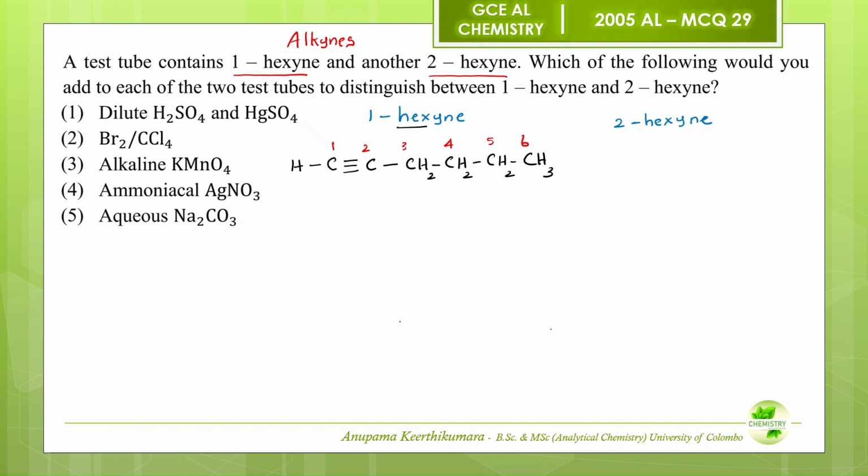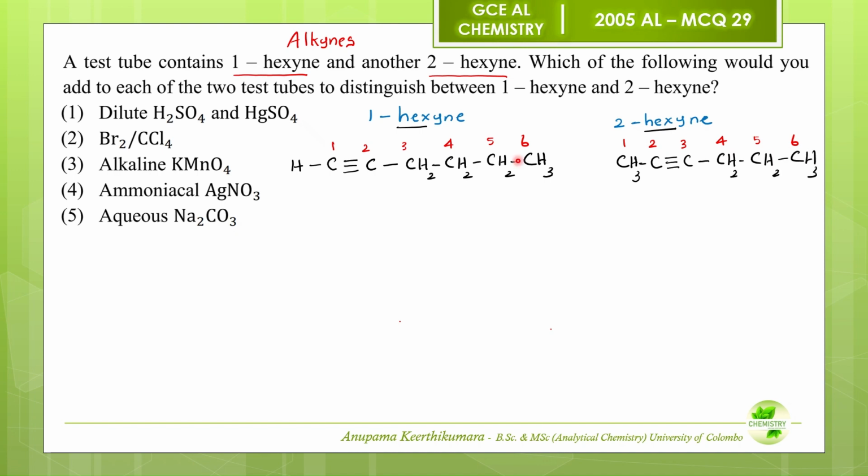Now we will draw the structure of 2-hexyne. Again, hex means there are 6 carbon atoms in the structure. This is also an alkyne. 2-hexyne means there is a triple bond between the second and third carbon atoms. Now we can complete the structure.